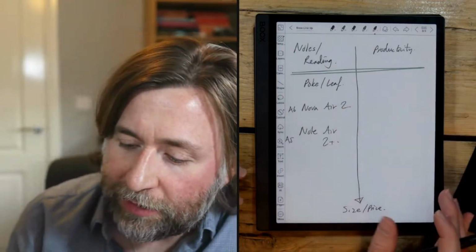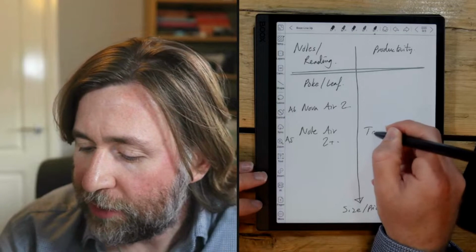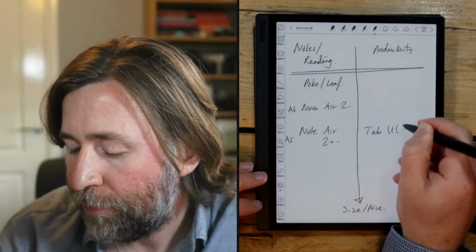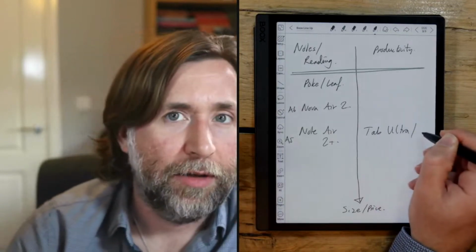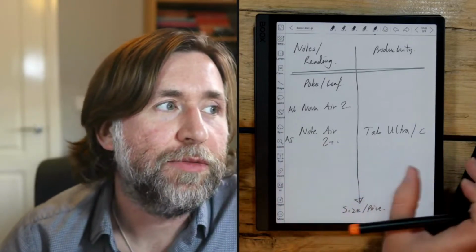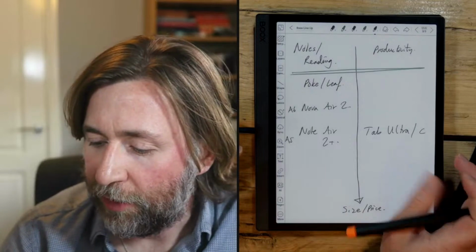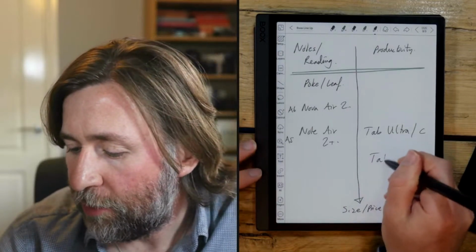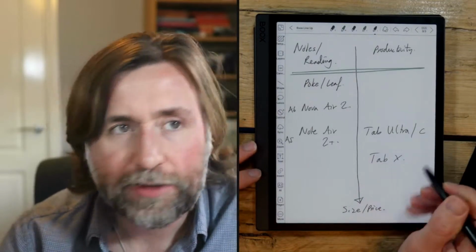On the productivity side, you've got the choice, therefore, of the Tab Ultra and now the Tab Ultra C, and that's the same size as the Note Air 2 Plus, but it is leaning more towards a productivity device. And finally, you've got the A4 size, which is the Tab X.